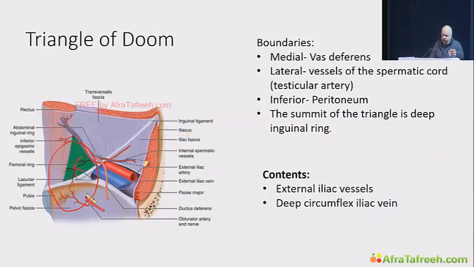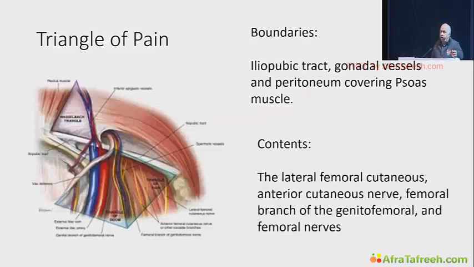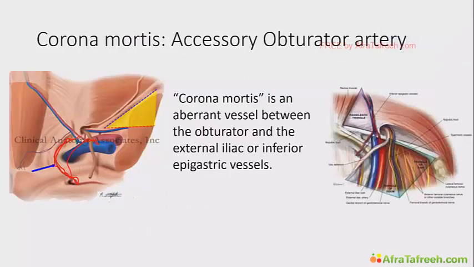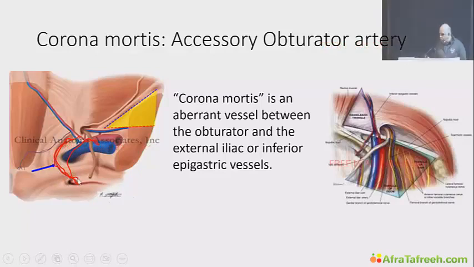Normally we don't get any vessel here. It's a very bloodless kind of surgery. But sometimes we have an additional vessel here called corona mortis. That again is an MCQ. Corona mortis is the accessory obturator artery here, which connects the inferior epigastric, or sometimes the external iliac, with the obturator artery. So if you see, this is the obturator artery, you have an additional vessel here connecting the inferior epigastric with the obturator. This is called accessory obturator artery, and this is called corona mortis, seen in 25% of cases.